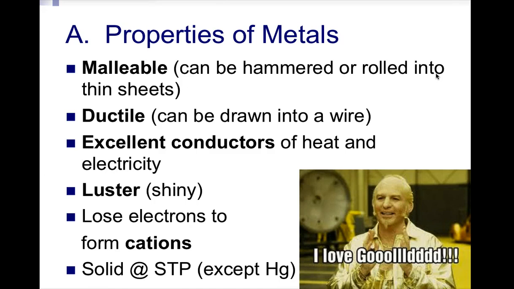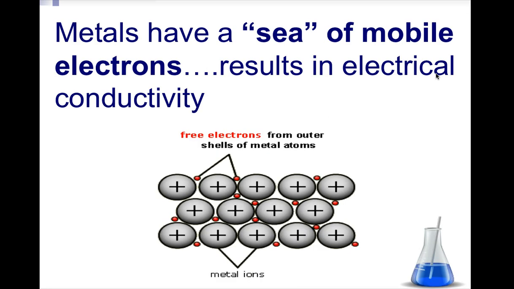They're excellent conductors of heat and electricity. They have luster, which in other words means they are shiny. They tend to lose electrons to form cations, and they are solid at standard temperature and pressure, with the exception of mercury. Metals have what we call a sea of mobile electrons. This is what results in electrical conductivity.